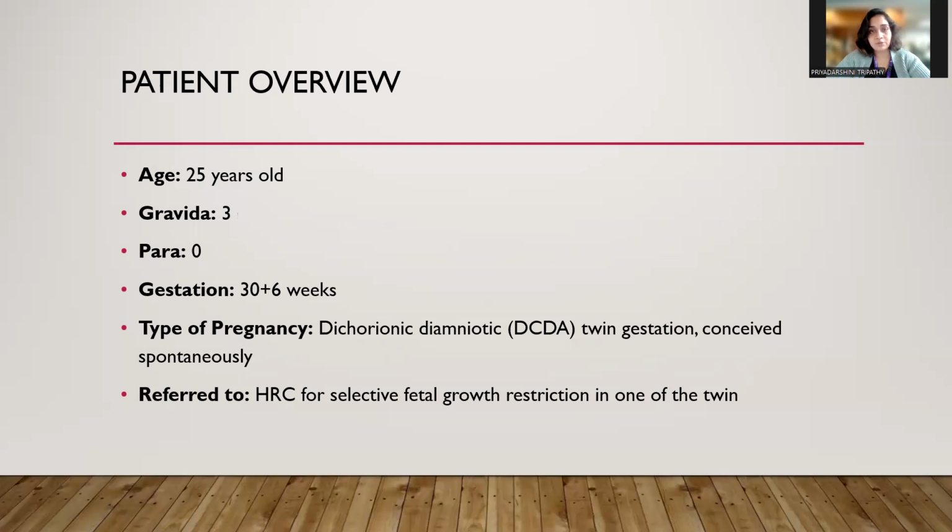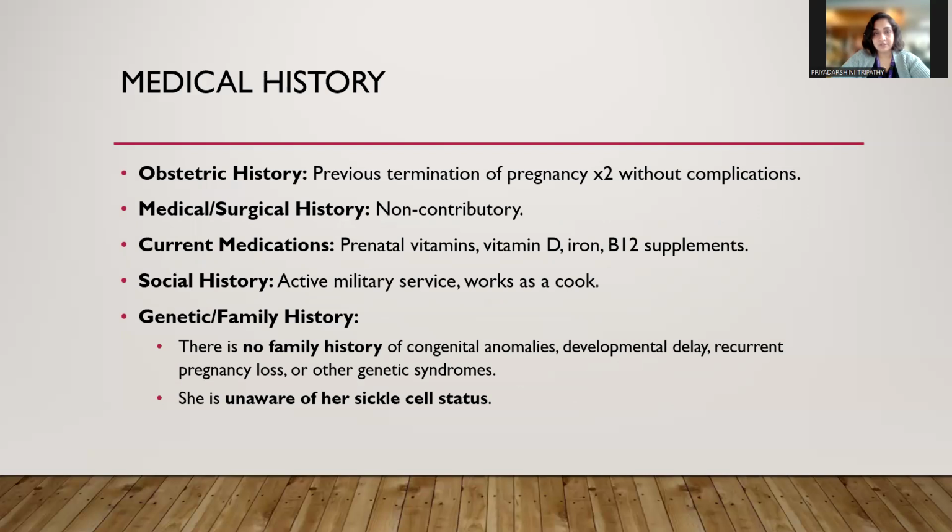So this is a lovely 25-year-old woman, G3P0, who presented at 30 plus 6 weeks of pregnancy to our high-risk clinic with an ultrasound showing a growth lag in twin B. It was a DCDA pregnancy. The patient was otherwise healthy, was not taking any chronic medications, just prenatal vitamins and supplements. The family history was non-contributory. There was no history of congenital anomalies, developmental delay, or recurrent pregnancy loss.